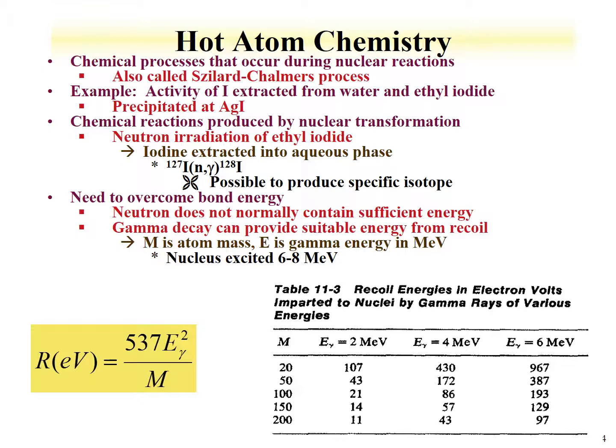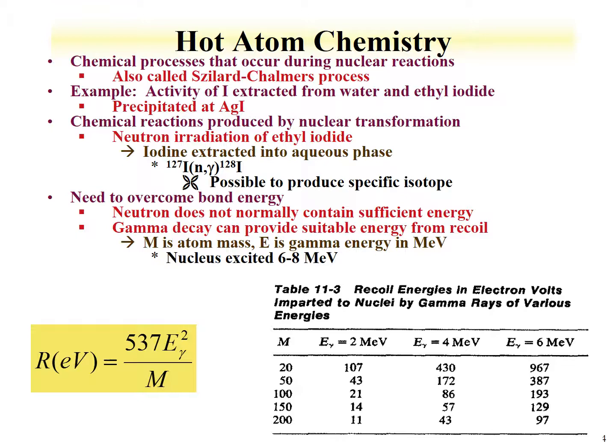And this is due to the fact that the interaction with the neutron causes a chemical reaction. So that is described here. The iodine gets extracted into an aqueous phase from this organic and then precipitated. In order for this hot atom chemistry to occur, the reaction needs to overcome bond energy. Neutrons normally don't provide sufficient recoil energy.